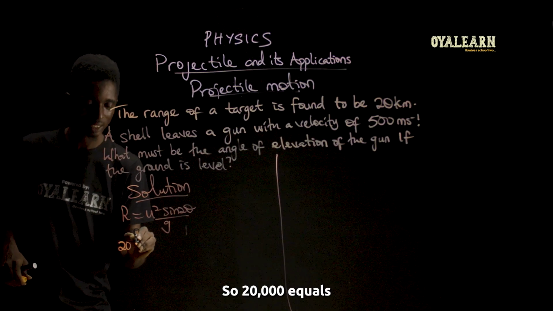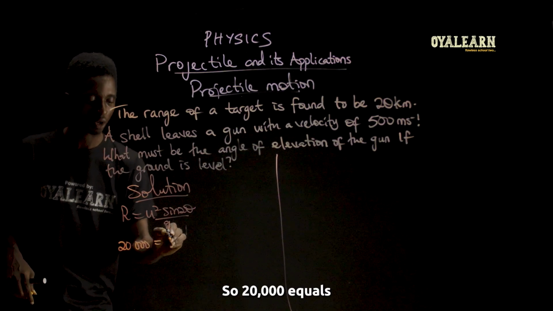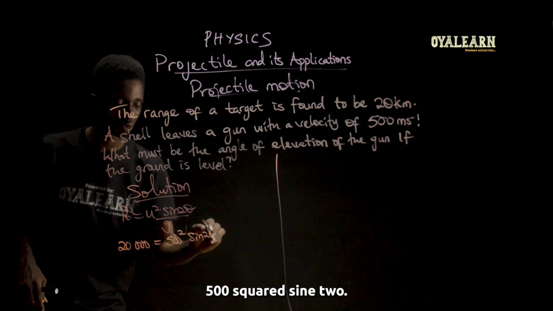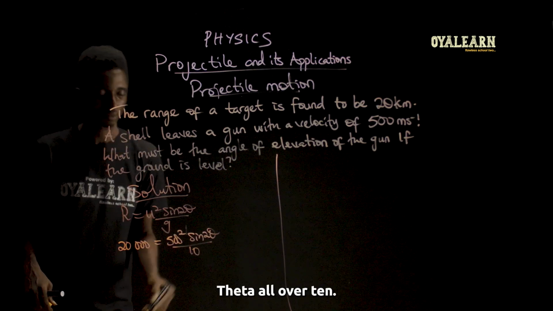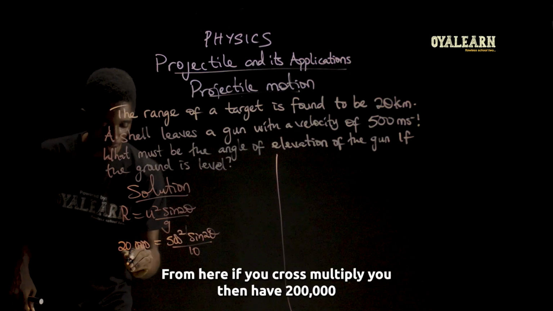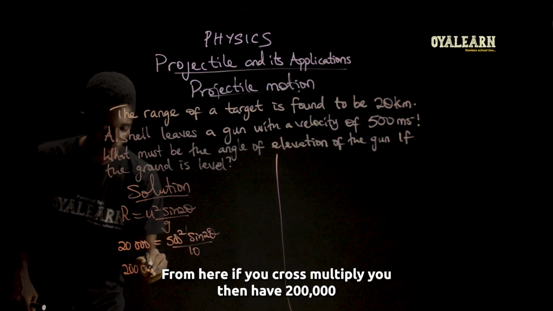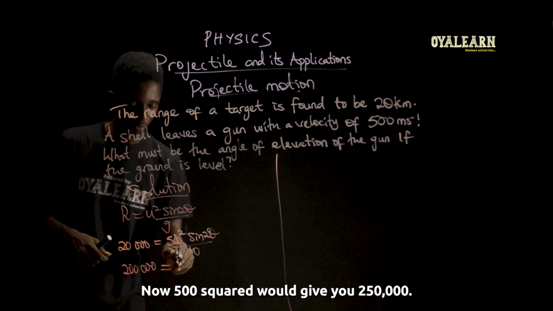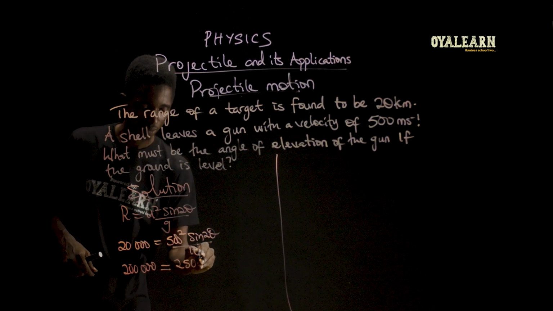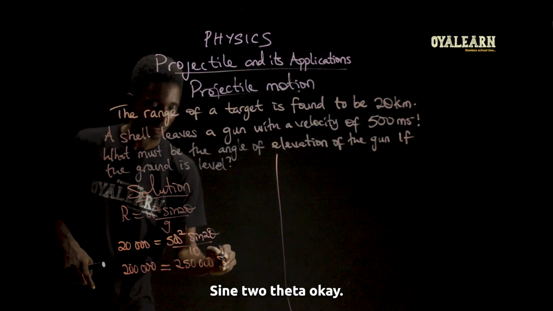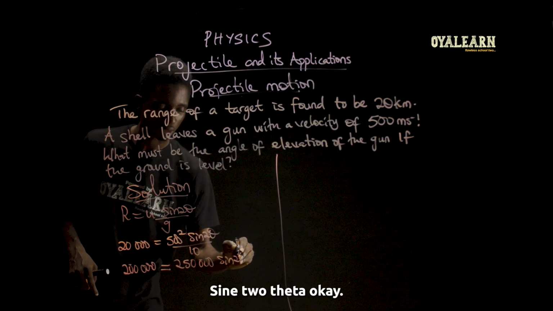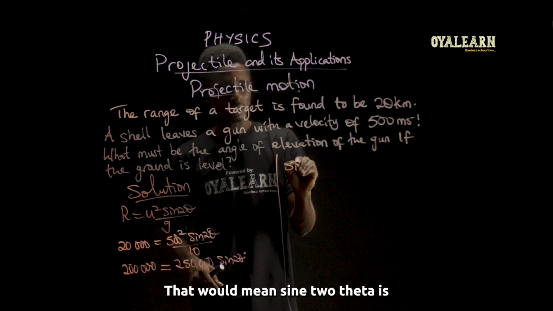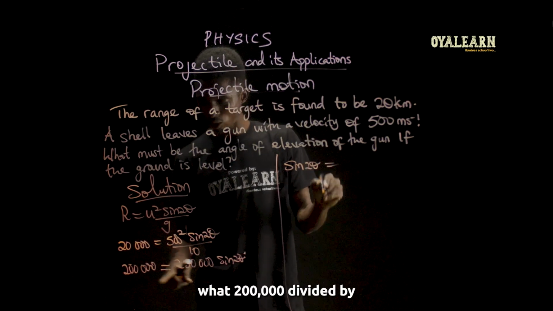So 20,000 equals 500 squared sine 2 theta all over 10. From here, if you cross multiply, you then have 200,000 equals, now 500 squared will give you 250,000 sine 2 theta. Now let's take this here. That will mean sine 2 theta is what?